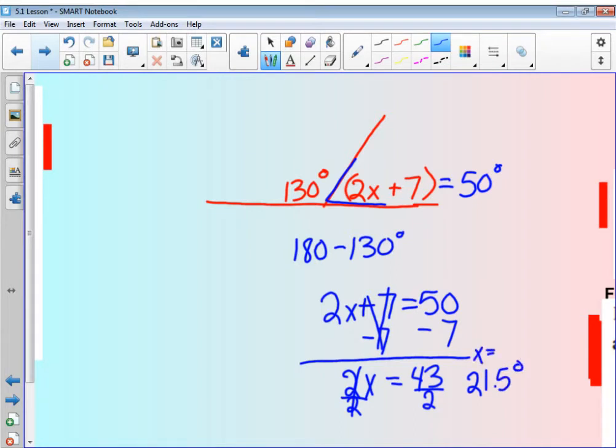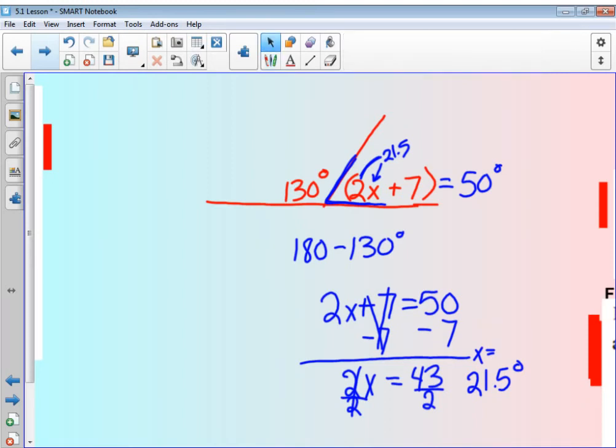Now, that doesn't mean that this angle is 21.5. It means the angle is 50 degrees, but when we just solved for x, it was 21.5. So I could substitute in just to check it. If I put 21.5 there, remember this means to multiply when they're right next to each other. 21.5 times 2 gives me the 43 plus 7 puts me back at 50 degrees. Okay, so here they're just combining some algebra and also those complementary, supplementary, vertical angle concepts. Okay, they're just upping the ante, trying to get you to work at a little bit higher level.